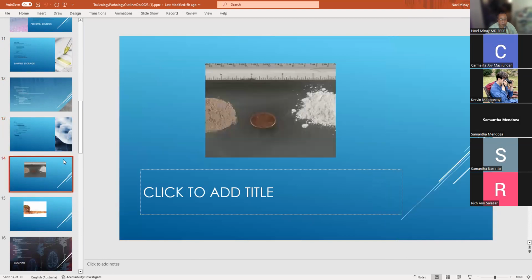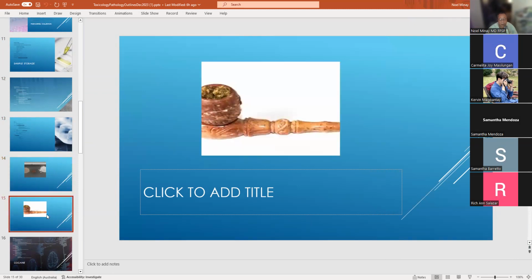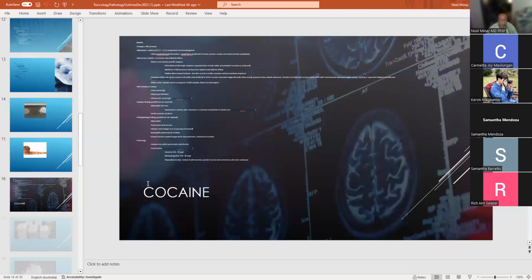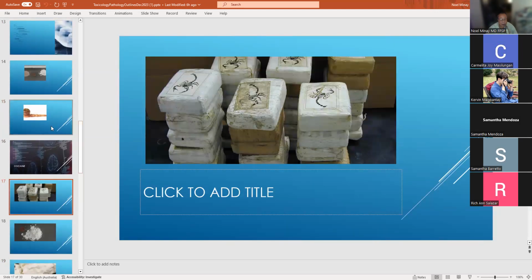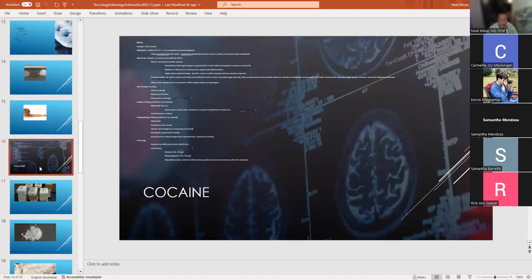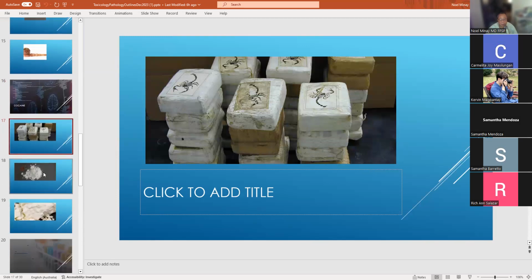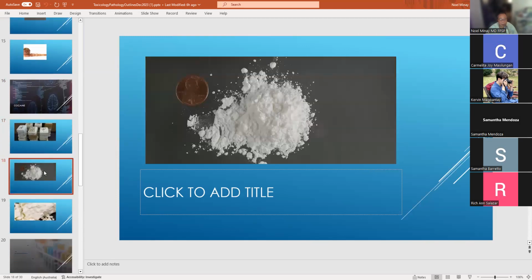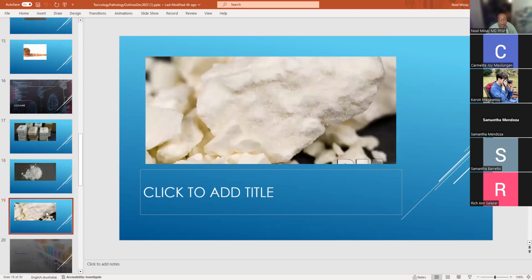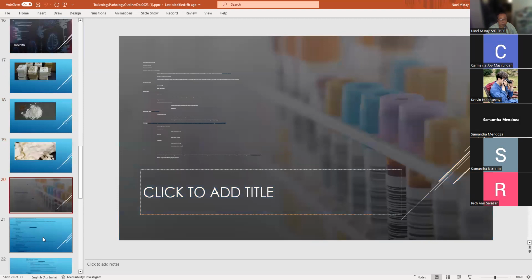So this is sample of cocaine and so cannabis or cocaine pa rin to. Ayan, cocaine. Well, cocaine yata ito o methamphetamine. Yan.